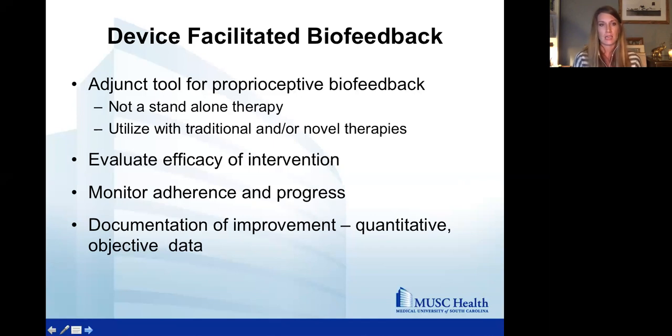And then finally, the exciting thing about biofeedback is that it's not just subjective. Oh, I think this patient's doing well. They performed 10 effortfuls today, and that's more than the 9 that they did yesterday. But now we actually have quantitative objective data that we can include in our reports.